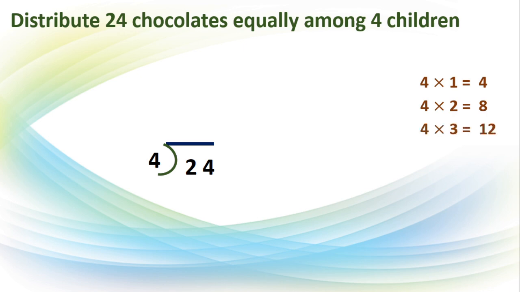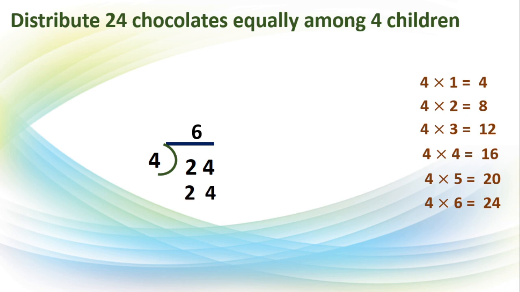You know the table, correct? 4 4s are 16, 4 5s are 20, 4 6s are 24. Yes, we got 4 6s are 24. So we will write 6 in the quotient and we will write 24 below 24. So we are going to minus. Yes, what remained? 0.